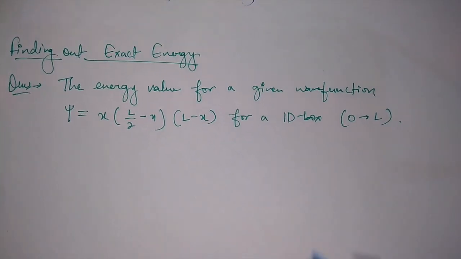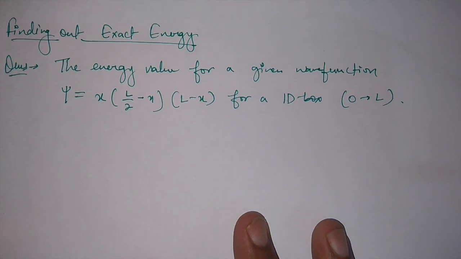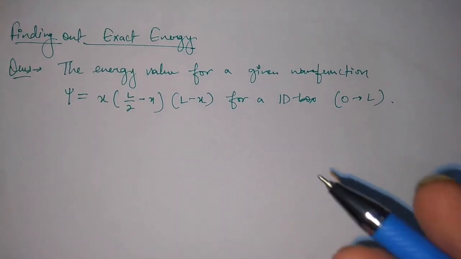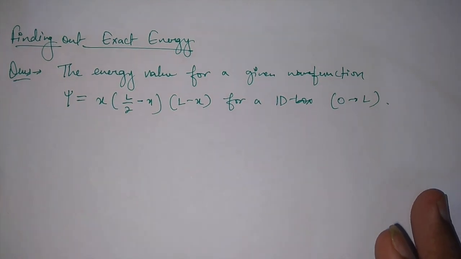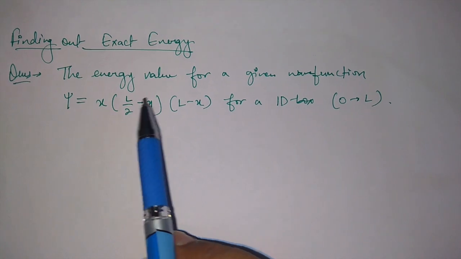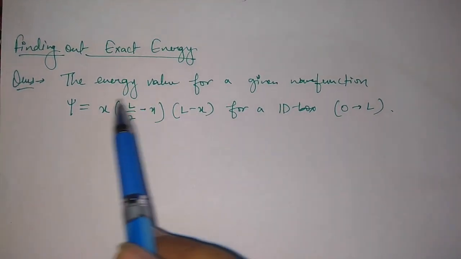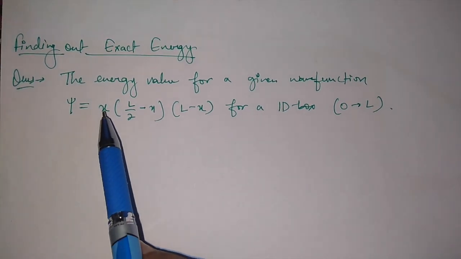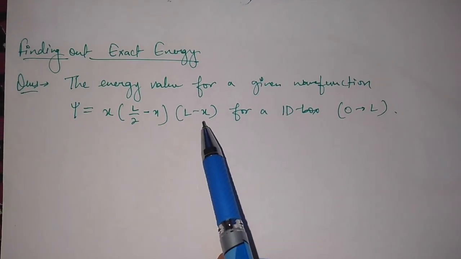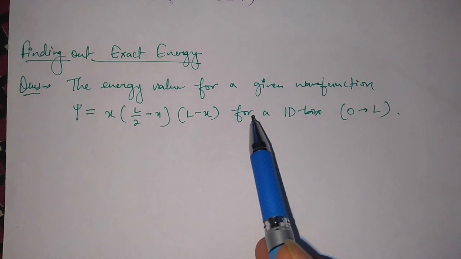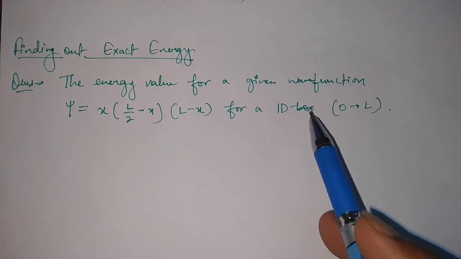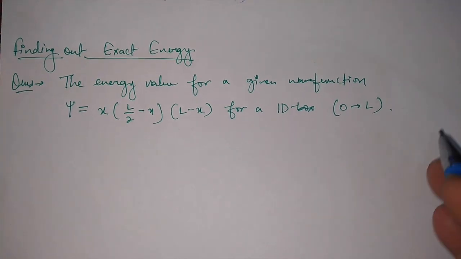Before explaining the trial wave function and trial energy, I'll tell you how you can find the average energy value for a given wave function. So let's take this question. It says: the energy for the given wave function, psi equals x(L/2 - x)(L - x). This is the wave function given to you for a one-dimensional box, and they want you to find the average energy.